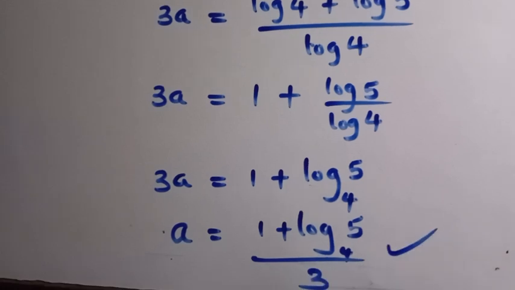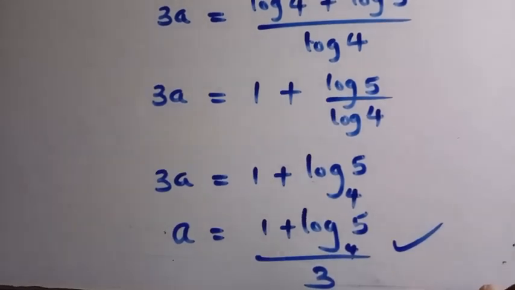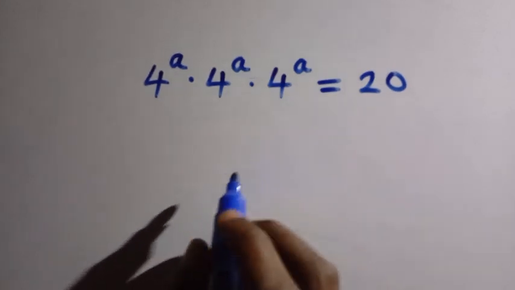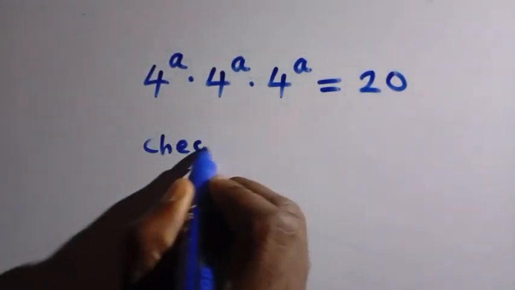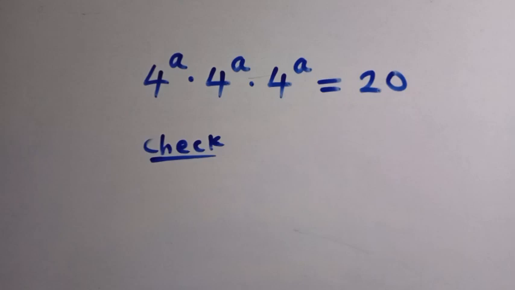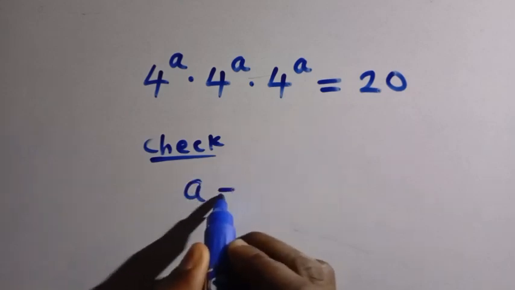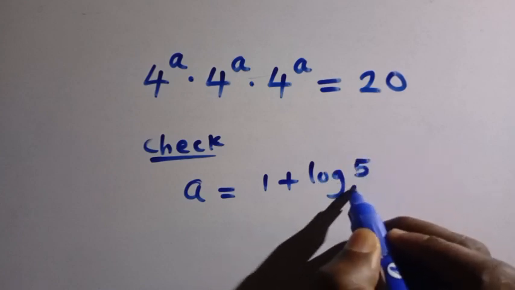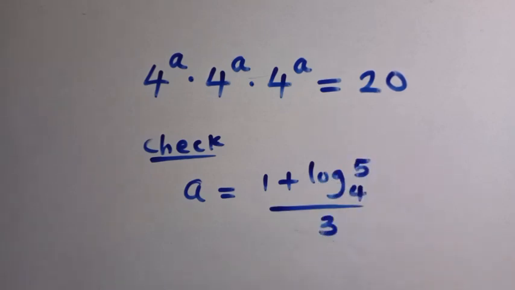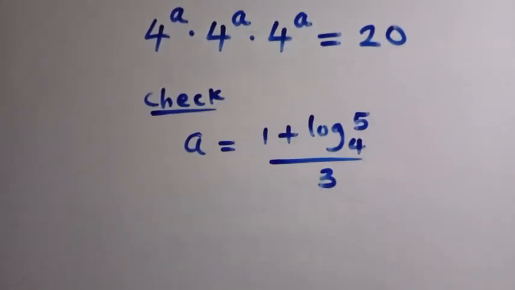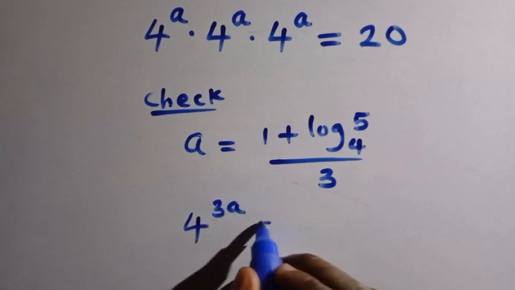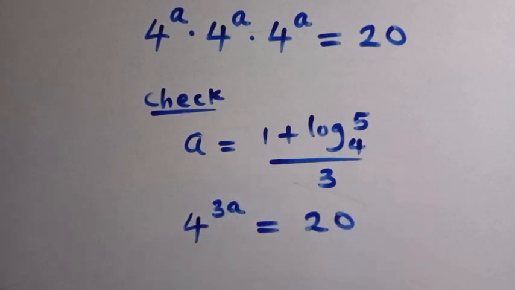And here is the result that satisfies this problem. And we have to check if it really satisfies the given equation. So to check, we are going to substitute the answer gotten into this. Since we got a equals 1 plus log 5 base 4 divided by 3, we substitute into this, but before then, we have this as 4 raised to power of 3a, equals 20.